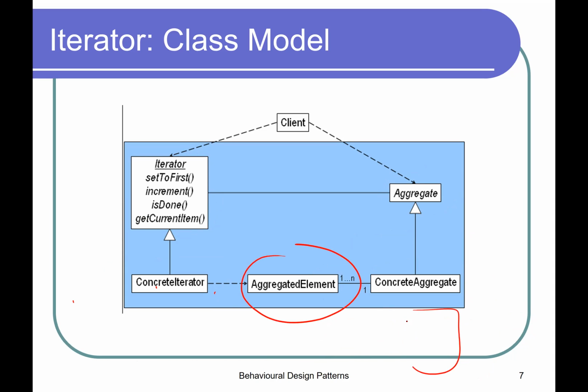So here I got, this is my concrete aggregate. My I is pointing over here. So I pull out the object. That will be my aggregate element. And I give it up to the client to do whatever it wants. For example, it wants to print its name, or do some mathematical function with it. It's really up to the client to do what it pleases with it.